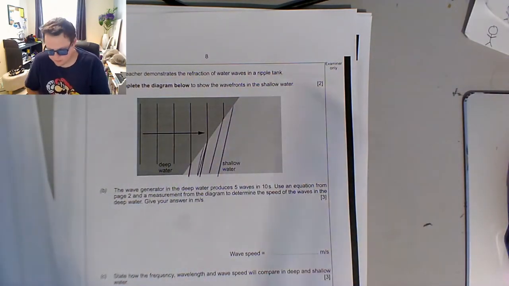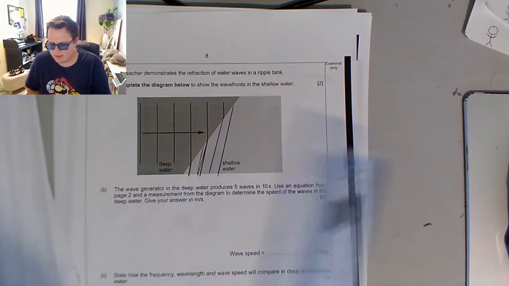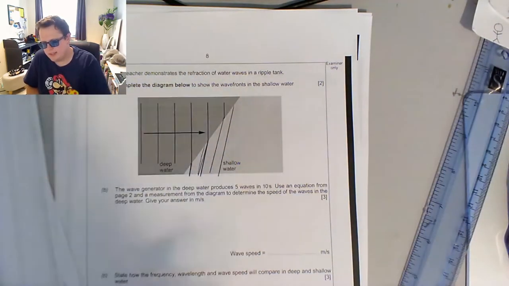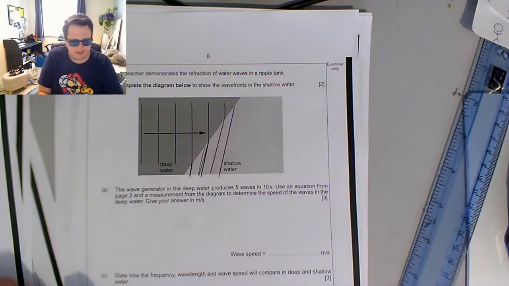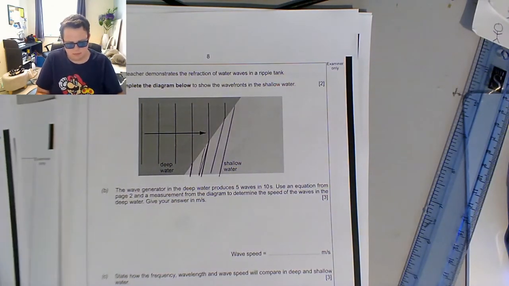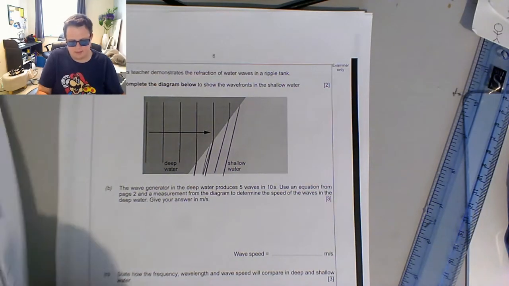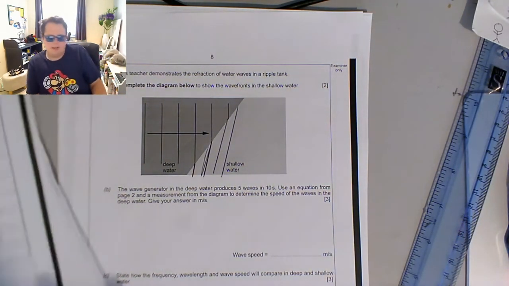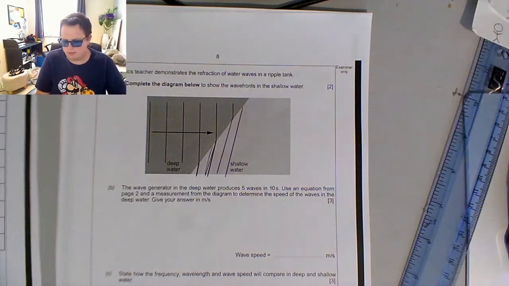There we go. The wave generator in the deep water produces 5 waves in 10 seconds. Use an equation from page 2. Let's find our page 2. Put it safe in this pile of paper. We get rid of the rest. Don't need any of these now. So, equation from page 2.